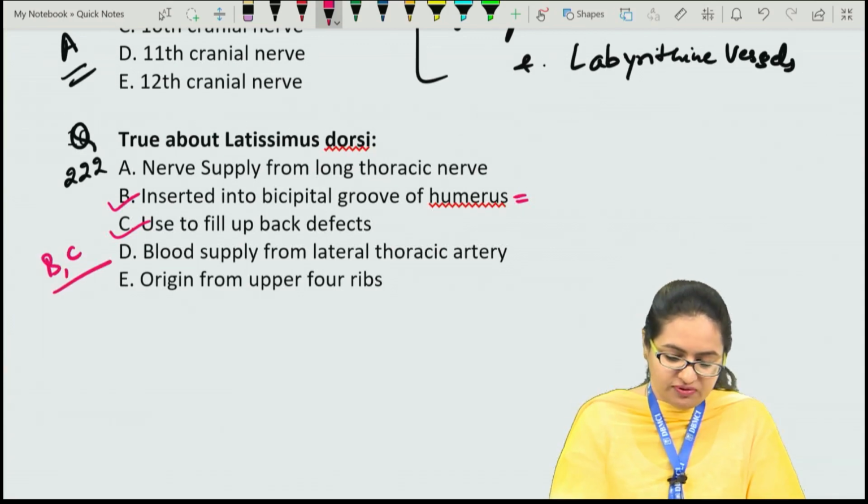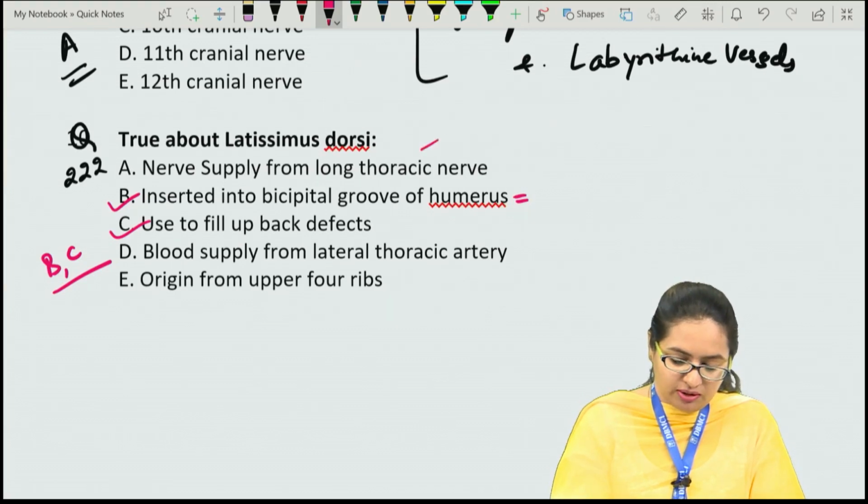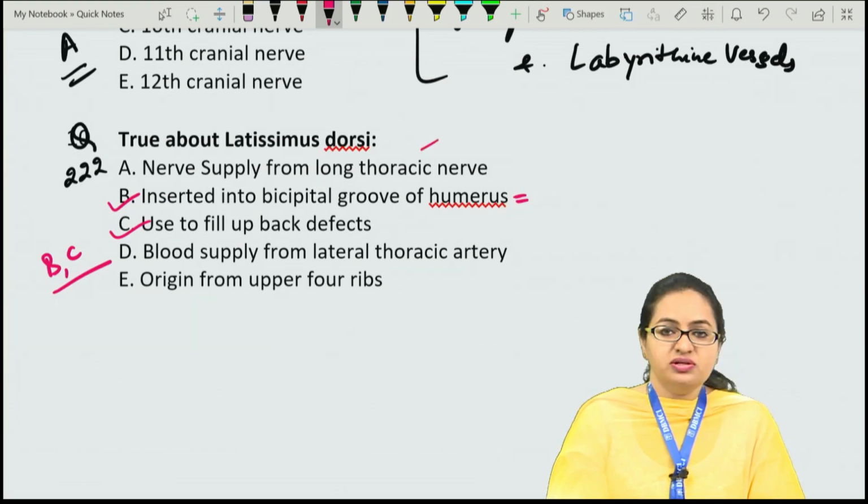The nerve supply, as we have just discussed, is by the thoracodorsal nerve, and the origin we have already discussed.